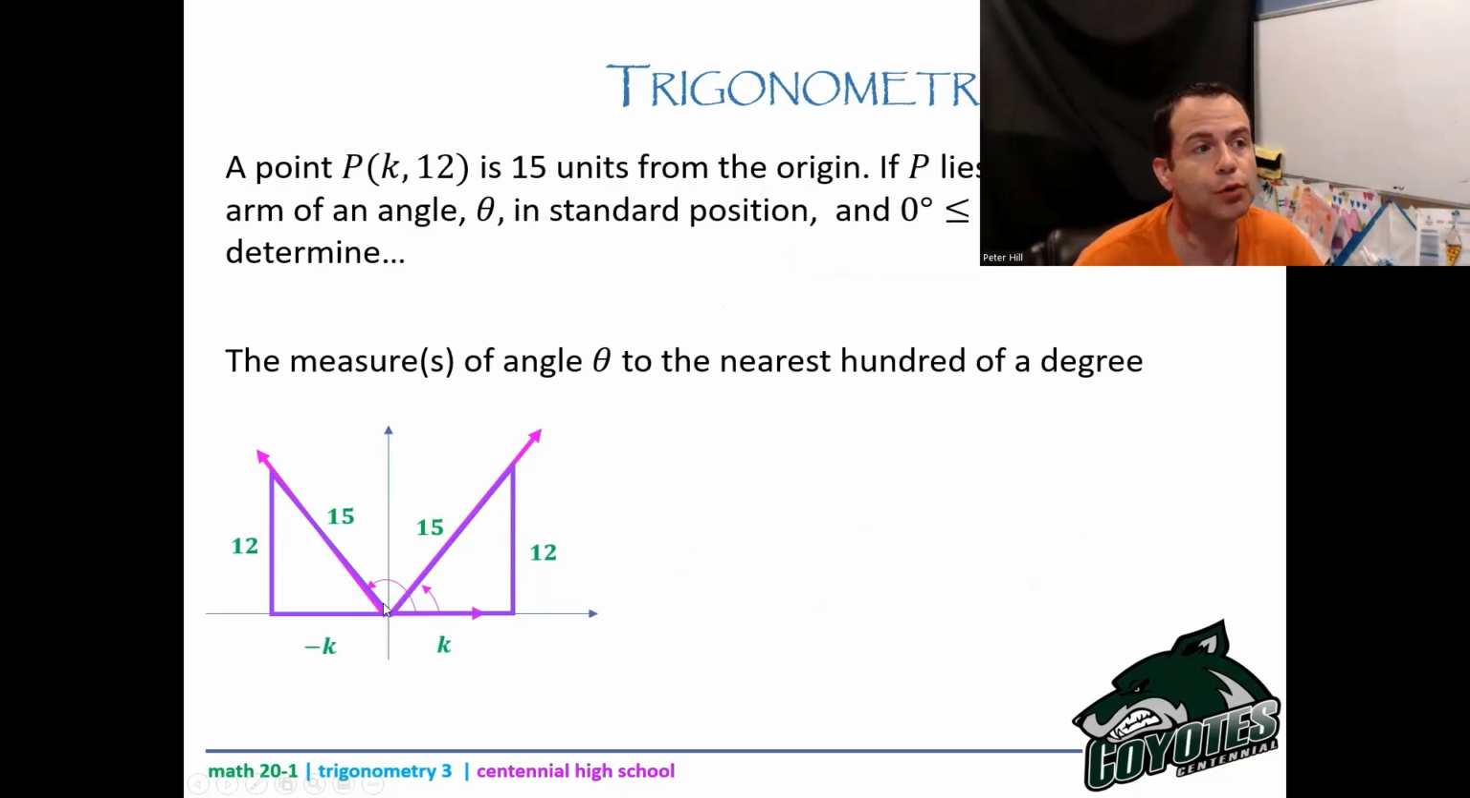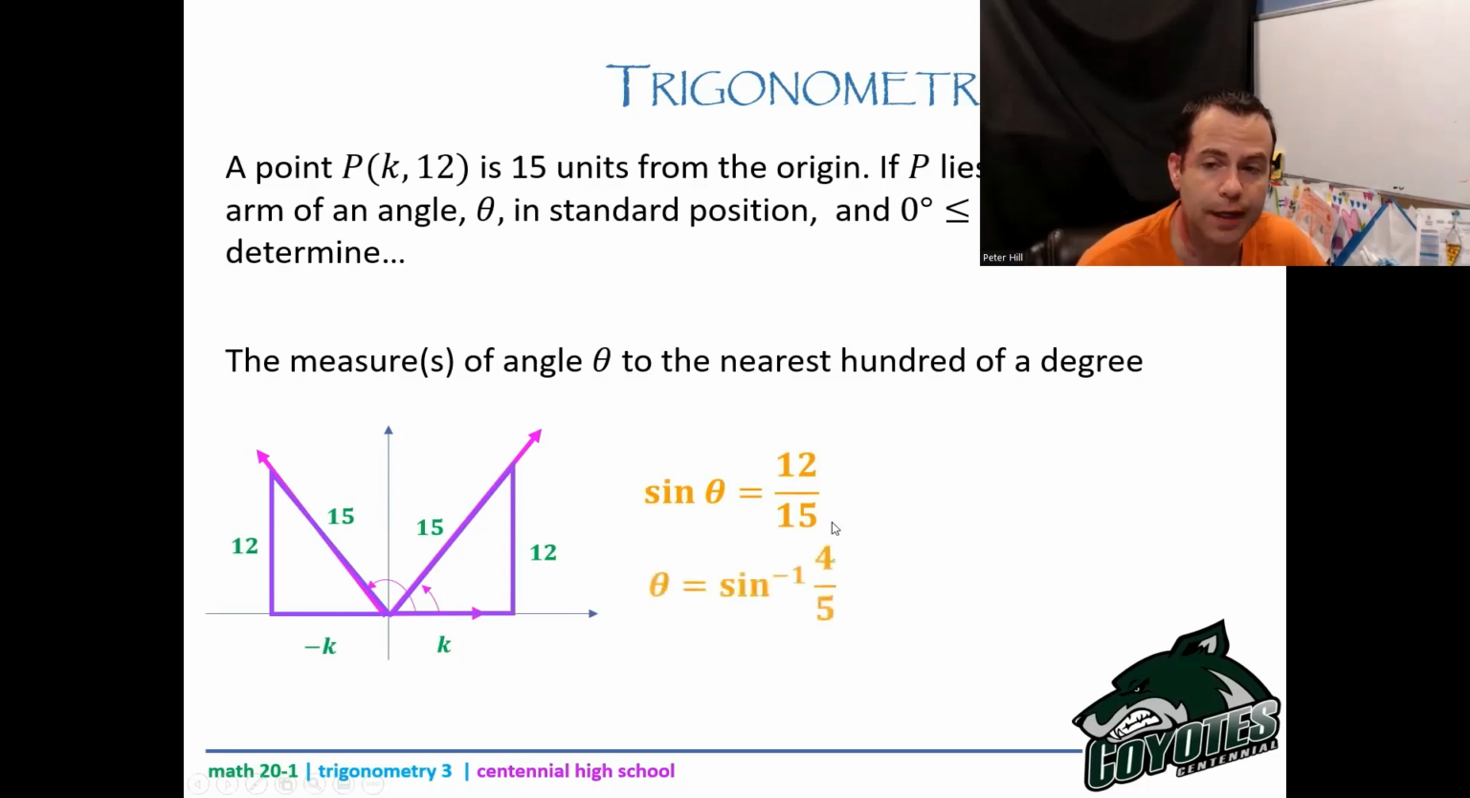Okay, so who uses opposite and hypotenuse? Well, that's sine. So I can actually say that the sine of theta is 12 over 15. You will recall that to get to an angle, I now have to arc sine that, or inverse sine that. So we'll say theta equals the inverse sine of 12 over 15.